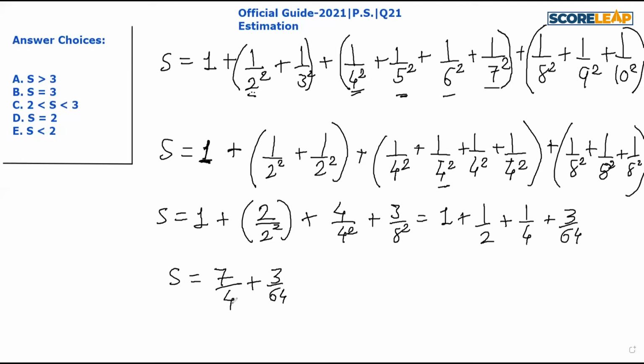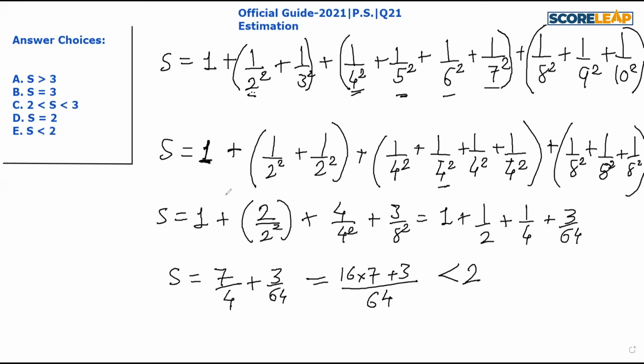16 fours are 64, and so we will have to find the value. If we don't want to calculate, we can figure this out. How? 16 into 7, which is how much, plus 3, divided by 64. So it will be some value definitely lesser than 2.